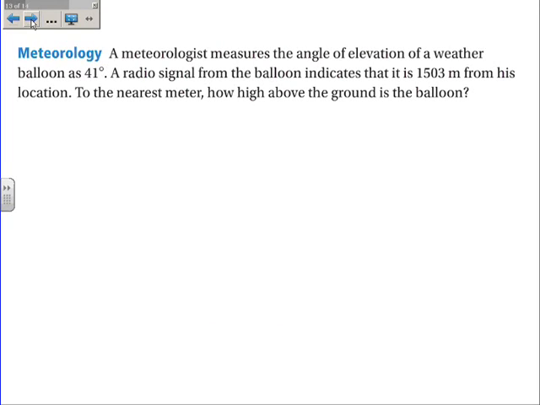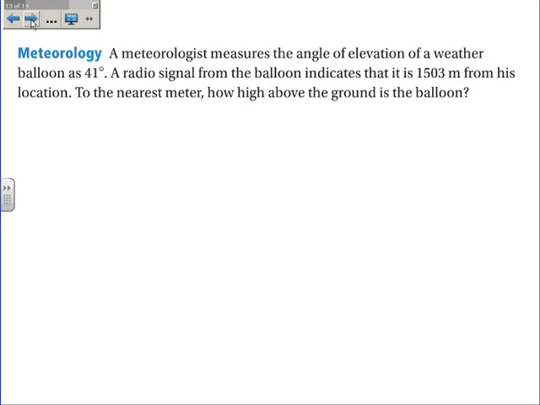Okay, a couple of word problems. A meteorologist measures the angle of elevation of a weather balloon as 41 degrees. A radio signal from the balloon indicates that it is 1,503 meters from his location. To the nearest meter, how high above the ground is the balloon?